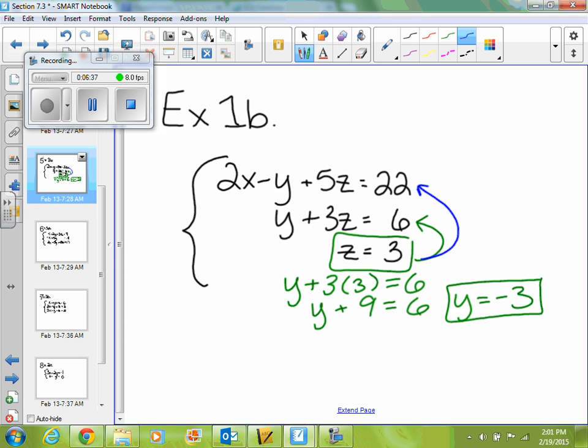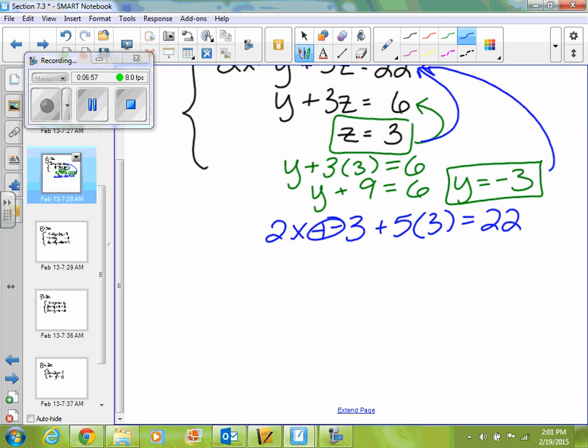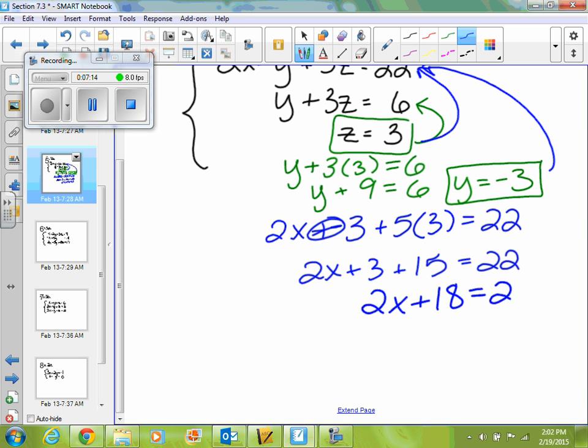So then I have to back substitute both z and y into my first equation to solve for x. So 2x minus negative 3 plus 5 times 3 equals 22. Well, minus a negative becomes a plus, so 2x plus 3. 3 times 5 is 15. So 2x plus 3 plus 15 equals 22. 3 plus 15 is 18, so 2x plus 18 equals 22. If I subtract 18, then 2x equals 4, so x equals 2.